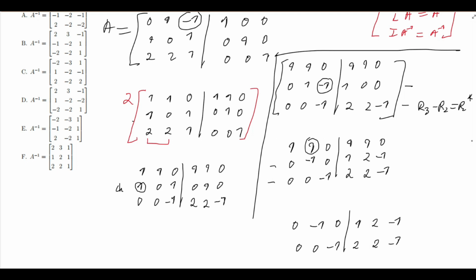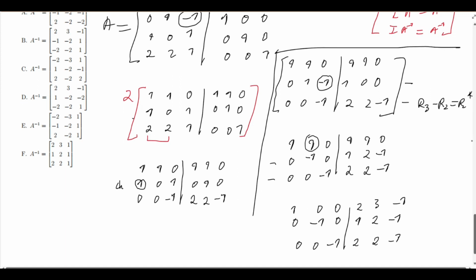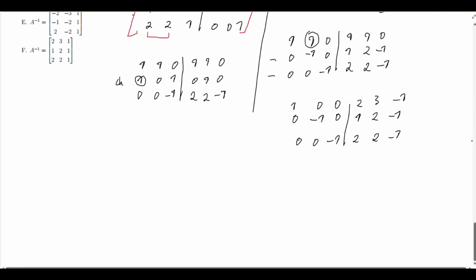We want a 0 here. We basically add this and this. So 1 plus 0 will give us 1. 1 plus minus 1 gives us 0. 0 plus 0 gives us 0. This plus this will give us 2. 1 plus 2 will give us 3. And this will give us minus 1. So we have all ones on the diagonal except the negative.